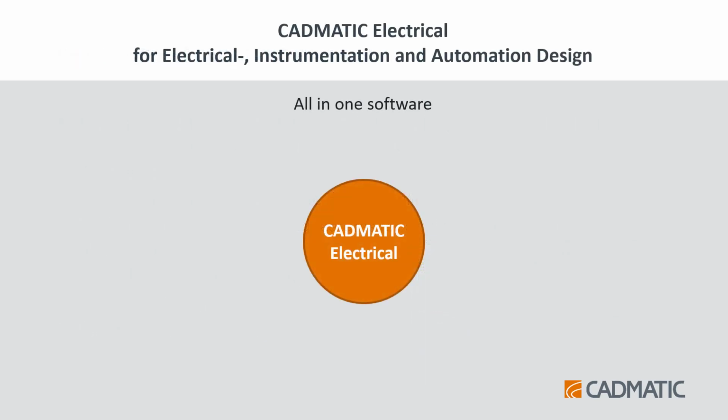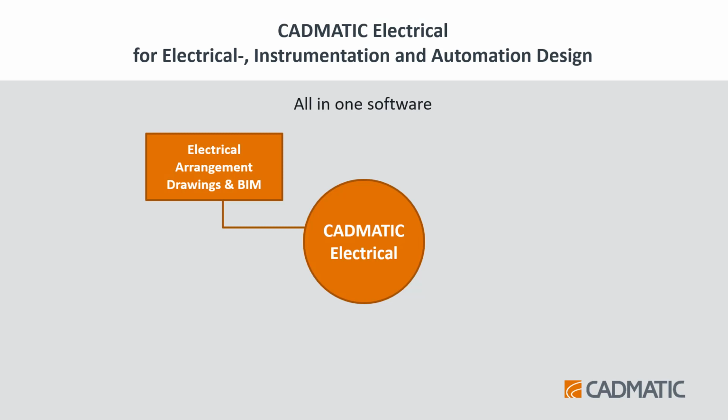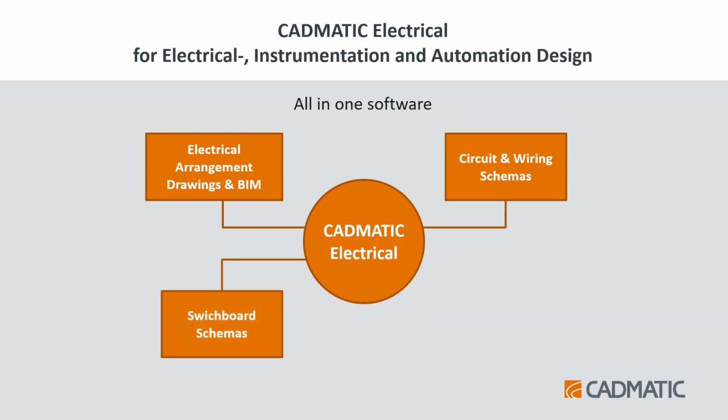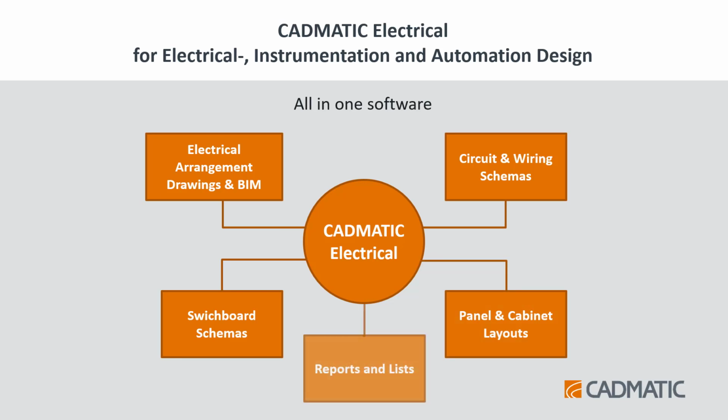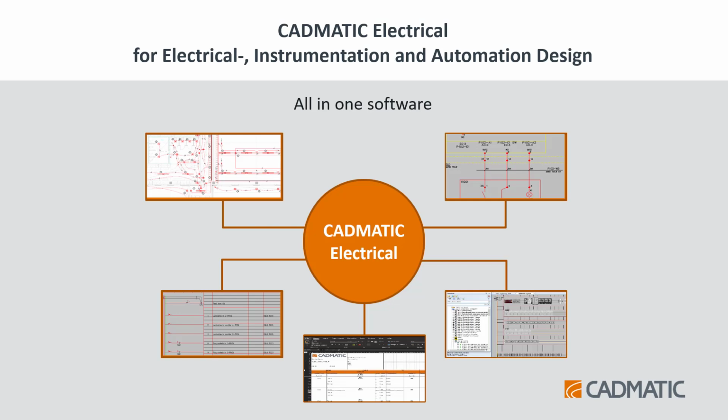occurrences. Regarding Cadmatic Electrical, as already mentioned, it is all-in-one software. We have the layout application, which is for electrical arrangement drawings and BIM models. Then we have our circuit and wiring schemes, so it is the circuit diagram application. We have our switchboard schematics, and we have panel and cabinet layouts that also work in 2D and in 3D. And in addition, we have, of course, the report generator, and we can generate reports in Excel, into PDF, and into CAD drawings. And there are some examples.